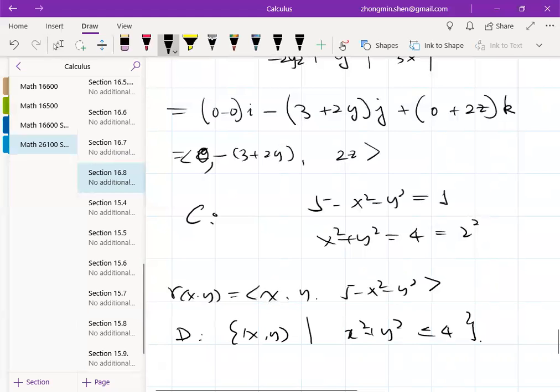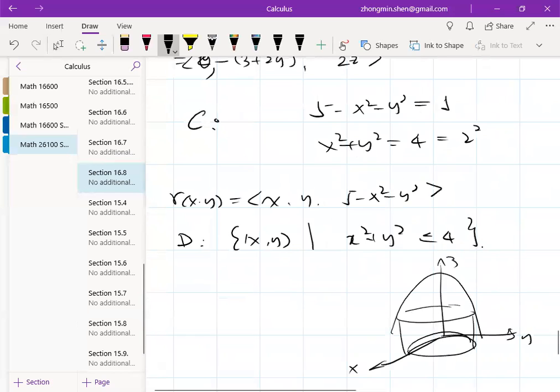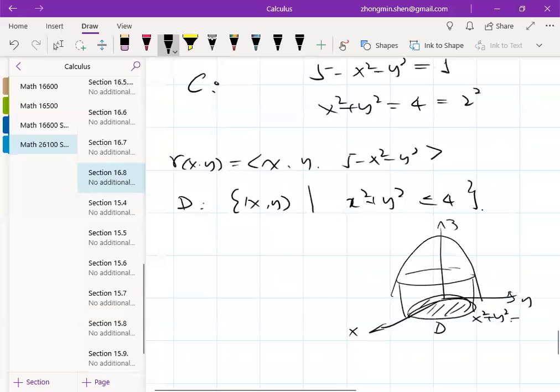How do you view it? Look at the picture again. This is in the xy plane. For that piece, this is the domain D here. The domain D, the circle is x squared plus y squared equals 4. You can determine that because it comes from the intersection with the plane z equals 1.